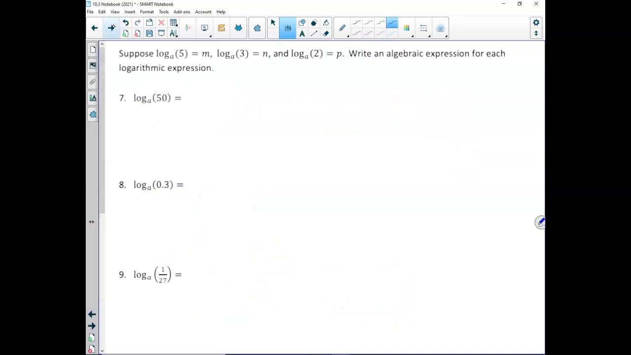We are going to suppose a log base a of 5, we're going to call it m. A log base a of 3, we're going to call it n. And a log base a of 2, we're going to call it p. Write an algebraic expression for each logarithm. So I need to see this number 50 as products or quotients of the numbers 5, 3, and 2.